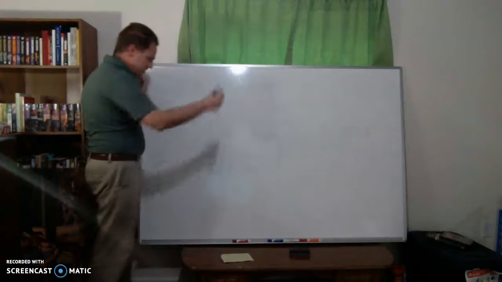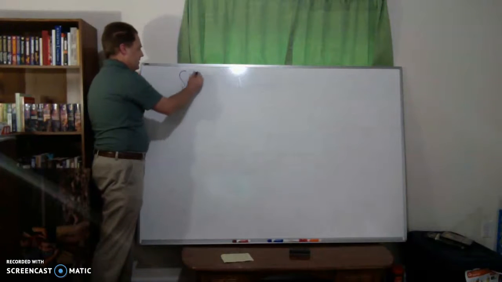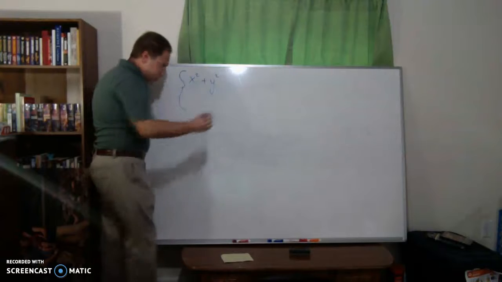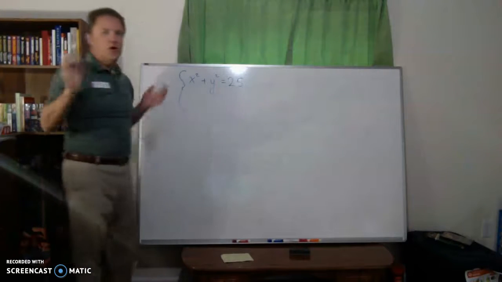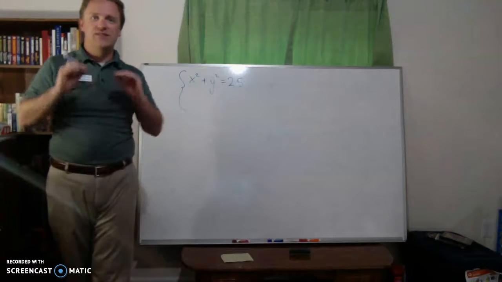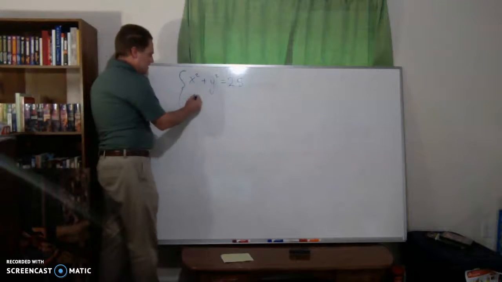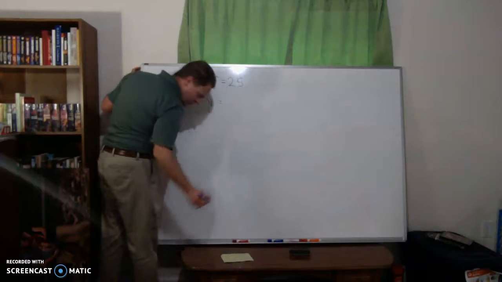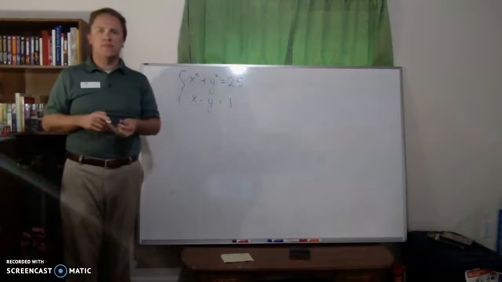We will look at the system of equations x squared plus y squared is equal to 25. Recall from way back at the beginning of the semester, that's a circle of radius 5 centered at the origin. And then x minus y is equal to 1. And again, that's just a line.